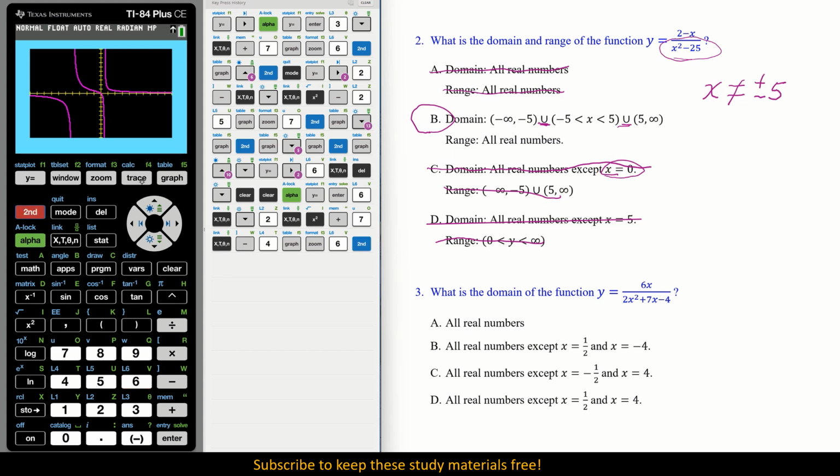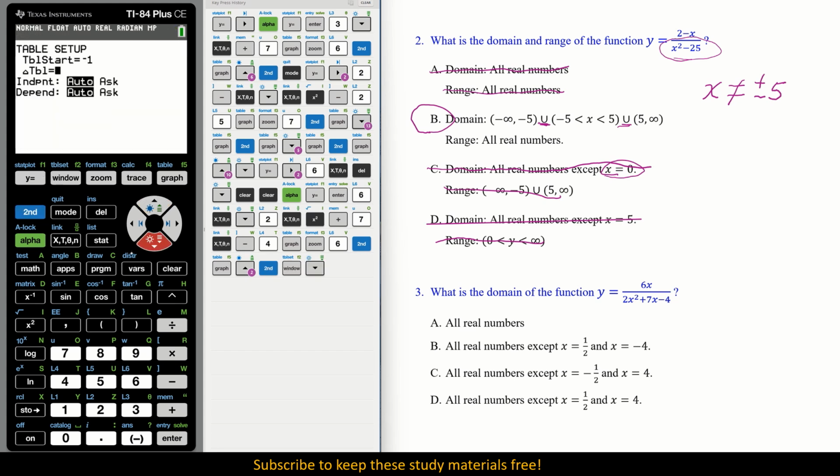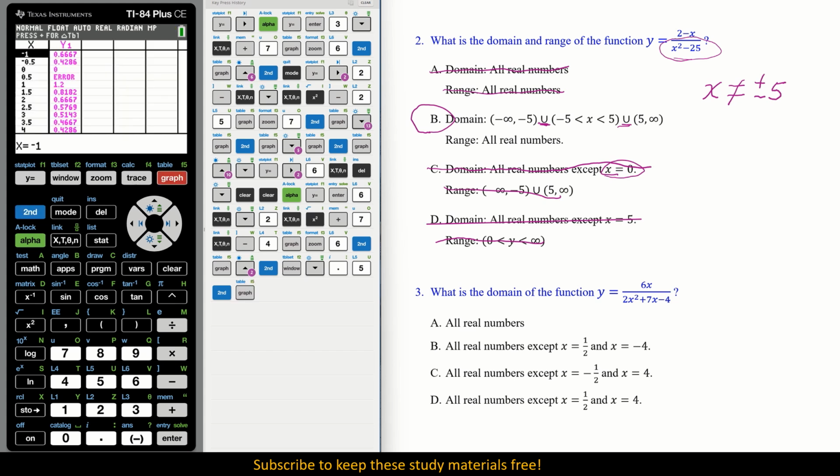So let's look at our table, second graph, and 4. Oh, we're going to have to say second window, and this needs to go up by halves. That's the glitch. Okay, now second graph. Okay, so we have an error at a half, and then we have an error, we need to go to the negatives, we have an error at 4. And everything else looked acceptable.